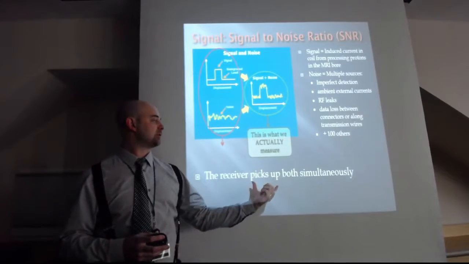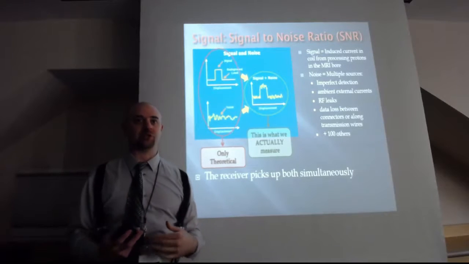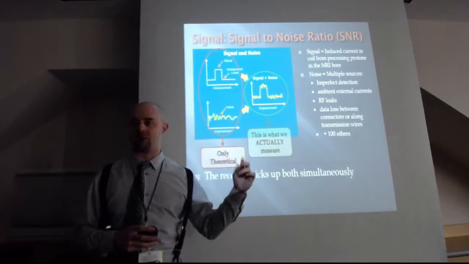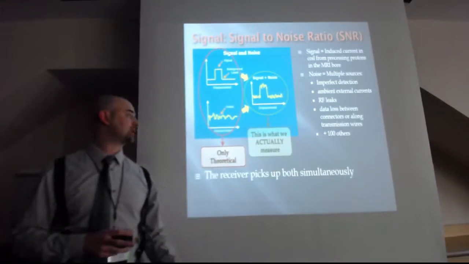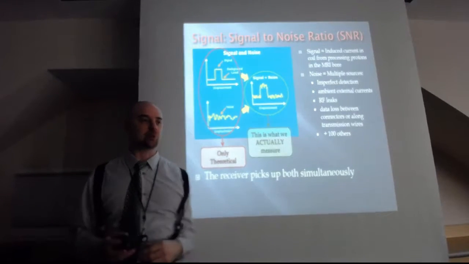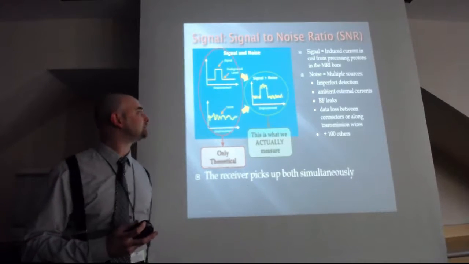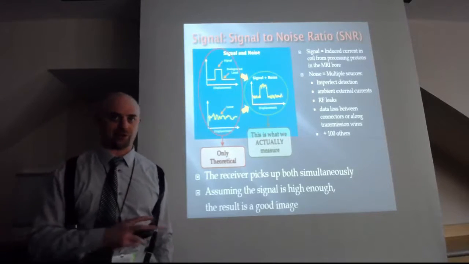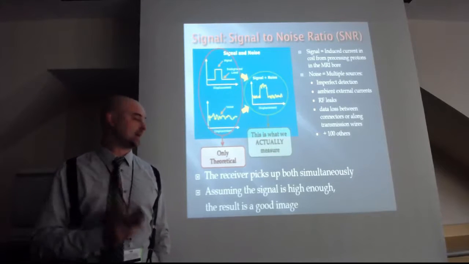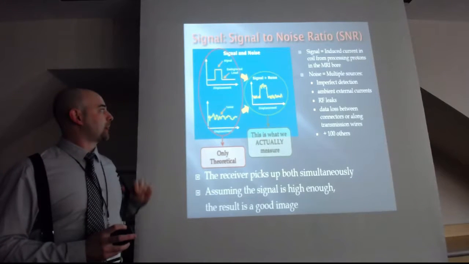So note that a receiver, so a receiving coil in an MRI machine, is going to simultaneously pick up both signal and noise. There is no way to actually separate these two, because if you could, then this talk would be pointless, because you just separate out the noise and that would be it. You'd have perfect signal and all the images would look beautiful, which we know is not the case. So, okay, that's what we're going to be focusing on.